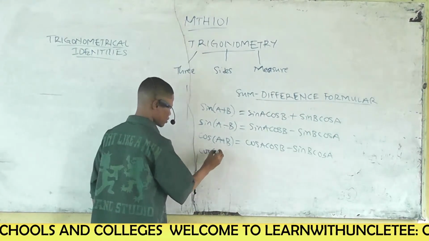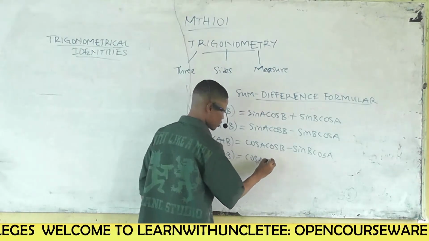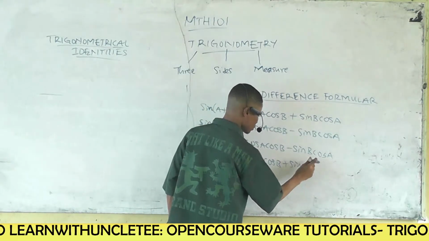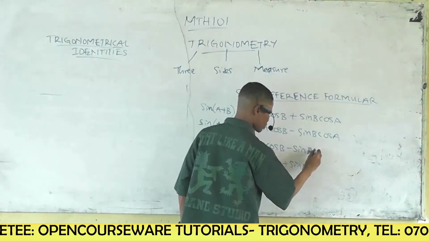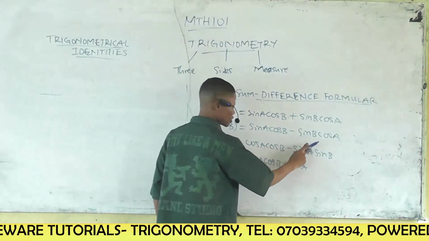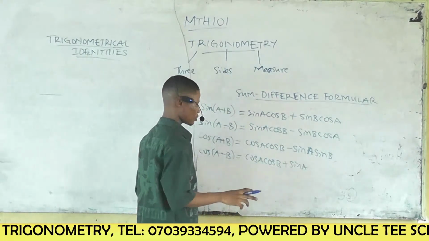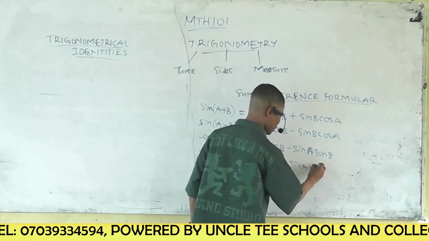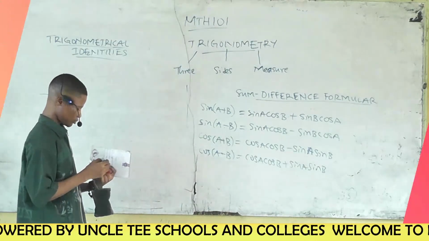So cos a minus b is equal to cos a cos b plus sine a sine b. Okay, change it: this should be sine a sine b. Then this one is cos a cos b plus sine a sine b. So you put that down.